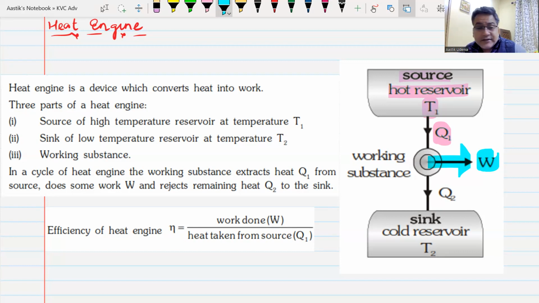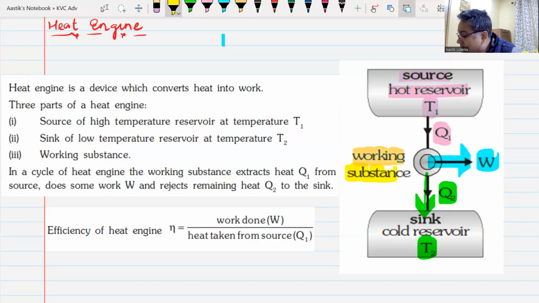Yes, sir. Then you are rejecting exhaust gases outside. That is your heat rejected out. That is known as your sink. Do we understand this? Yes, sir. You reject the heat to a sink, and you have a working substance. This working substance is your gas or fuel which you are employing.